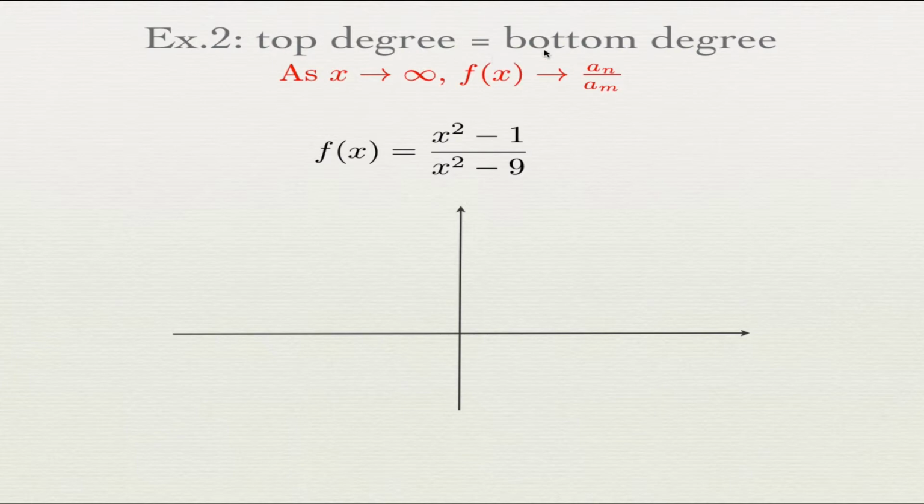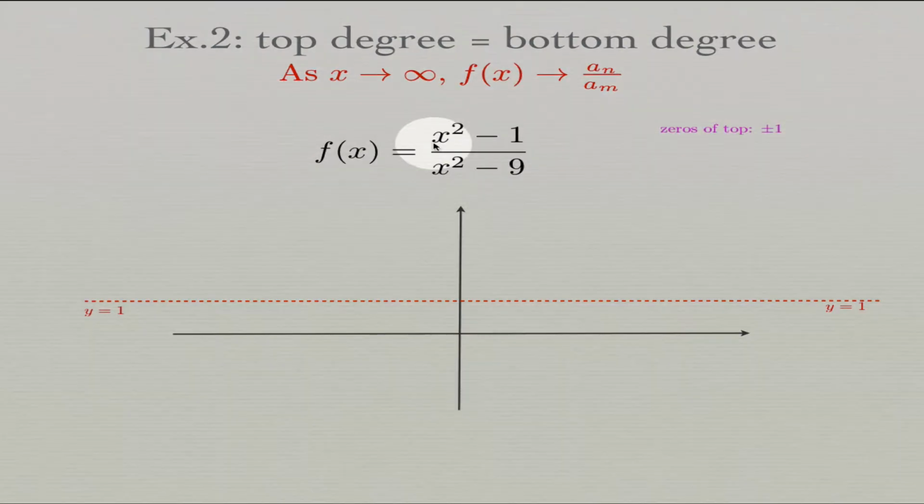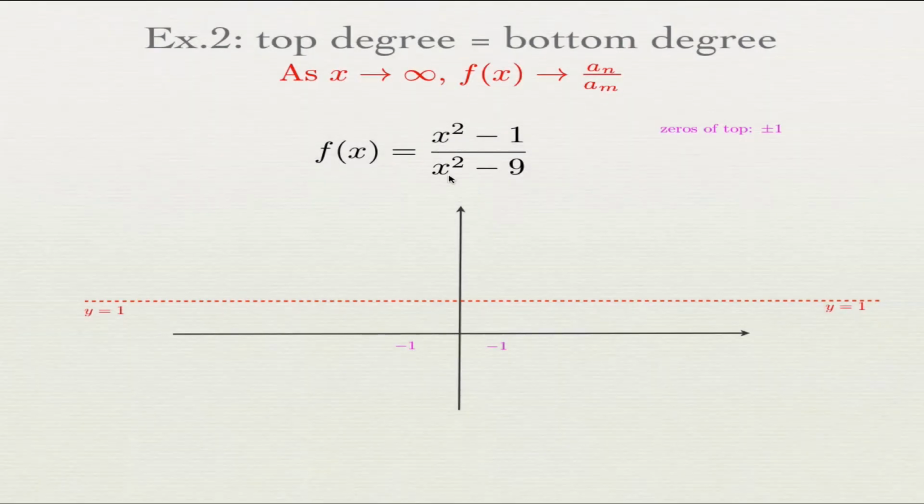Second is when the degrees match. Here's a second degree divided by a second degree. So the trend is to look at the leading coefficients. In this case, that's 1x squared divided by 1x squared. So f of x is going to go to 1, and that'll be the horizontal asymptote. Now looking at the 3 zeros, at the top we see plus or minus 1 would zero that out, and that will be our x-intercepts. And we look at the bottom, x equal plus or minus 3, we have a division by 0, and that's where the vertical asymptotes go.